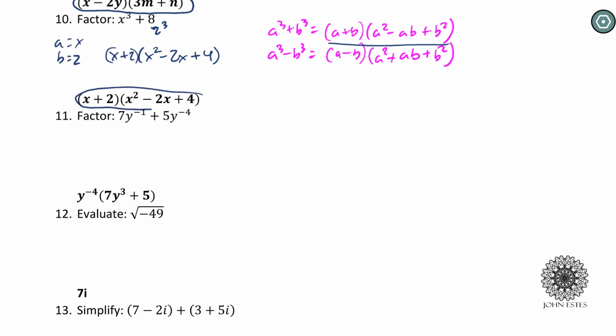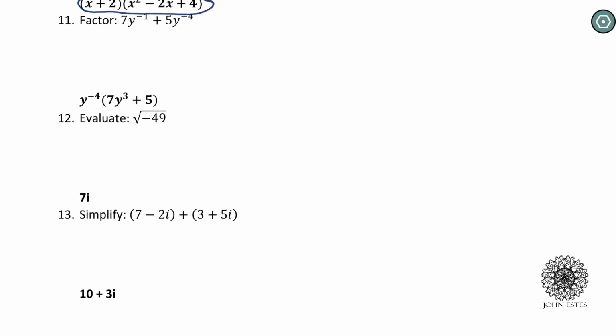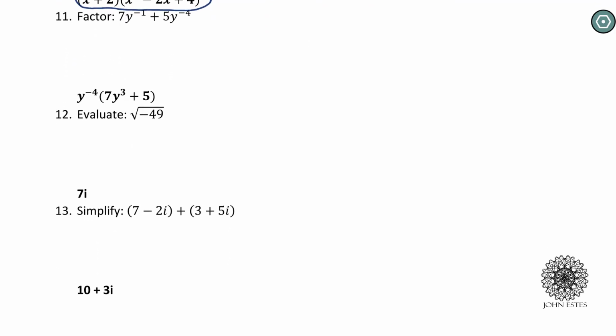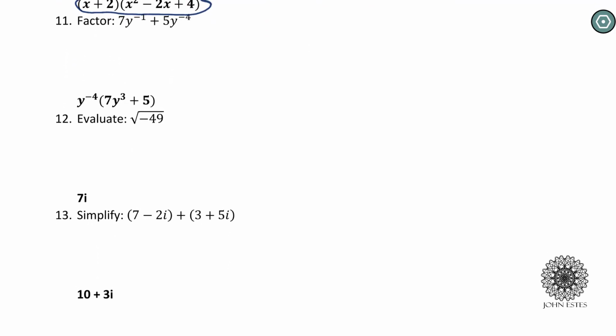That's exactly the answer we have. Number 11 says factor 7y to the negative 1 plus 5y to the negative fourth. Now I'll give you a hint. Anytime you see these negative exponents like this, more than likely this is a factor by greatest common factor question.